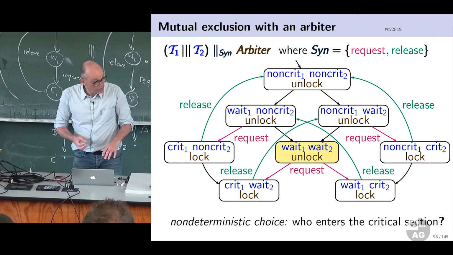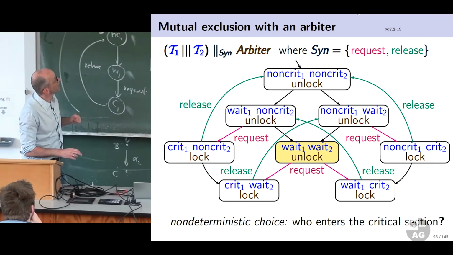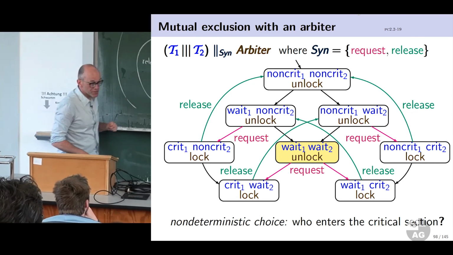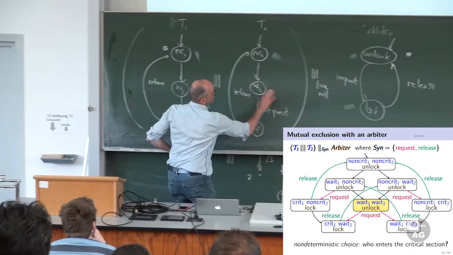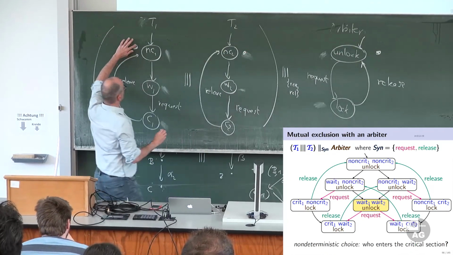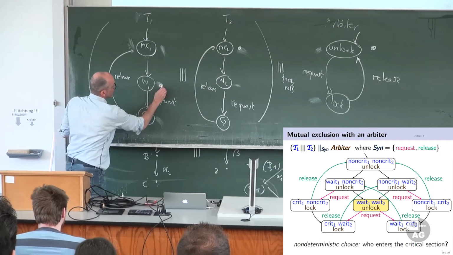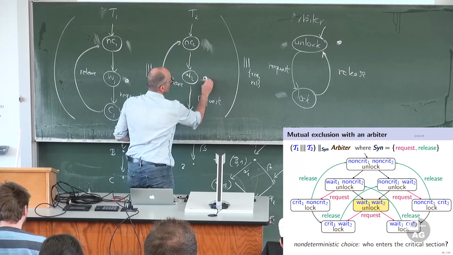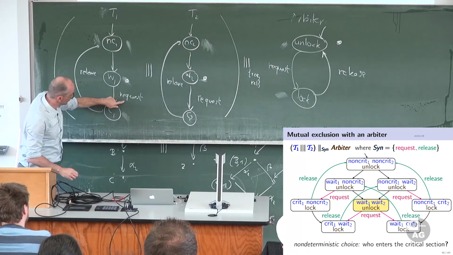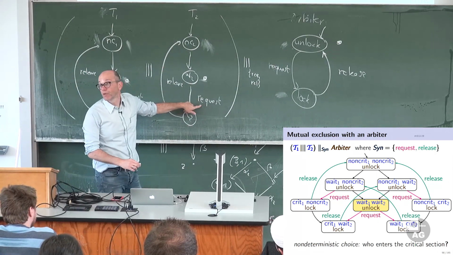One thing that I would like to point out, so this is a special case that can happen. Both threads are waiting. How can this happen? Well, let's go back to the initial thing. This one starts waiting, moves here. It can do this autonomously. This one can start waiting. It does so autonomously. This one wants to do a request. That one wants to do a request.